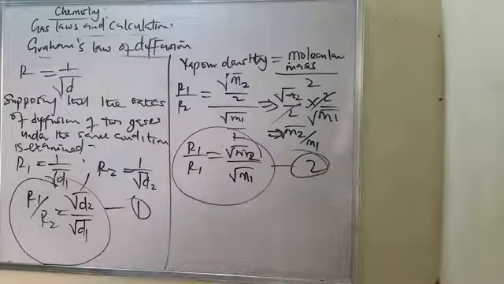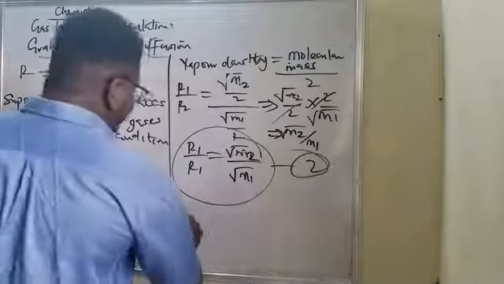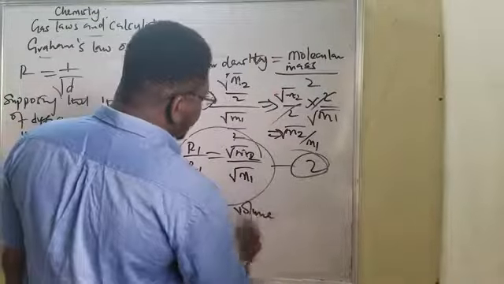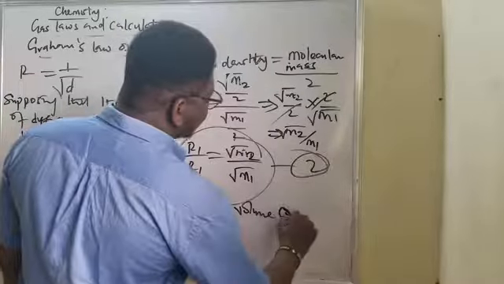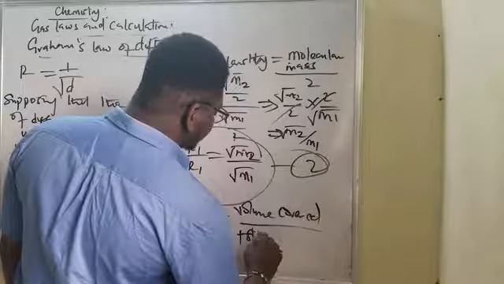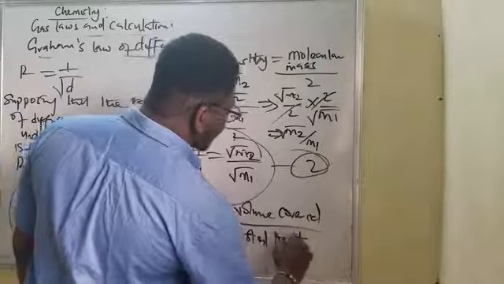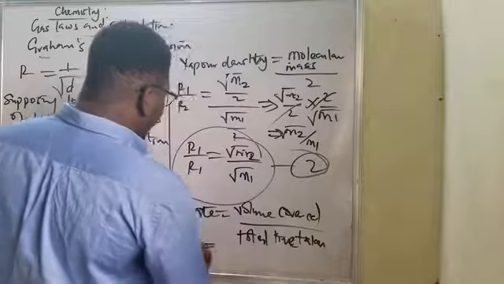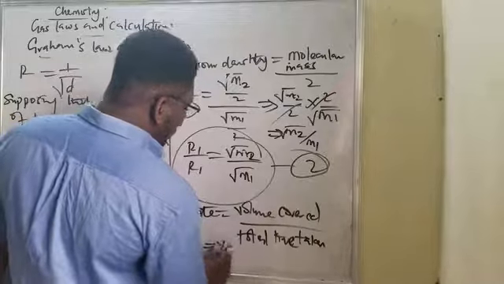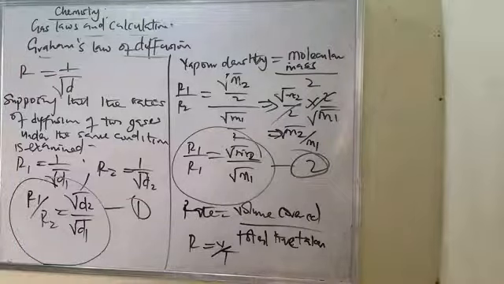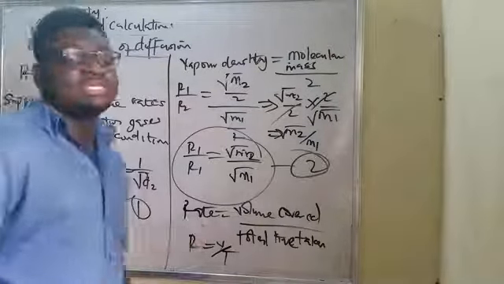Now, another thing we can subject this to is with respect to what our rate is. To find the rate of a gas, it is the volume covered by the gas over the total time taken. So R is equal to V over T. Now, if R is equal to V over T, we can still get other formulas relating this together.